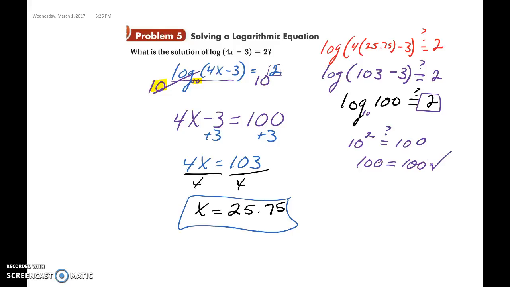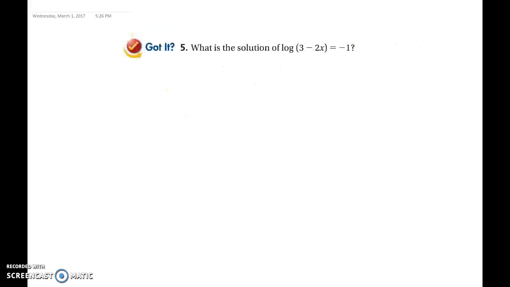All right, let's do another example. We have log of 3 minus 2x is equal to negative 1. For this, you identify your base, which is 10. Then we use 10 as the base of our exponent on each side. This undoes the log, so we're left with 3 minus 2x is equal to 10 to the negative first power, which is 1 over 10, or 0.1.